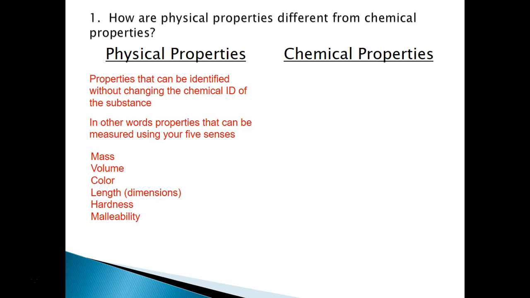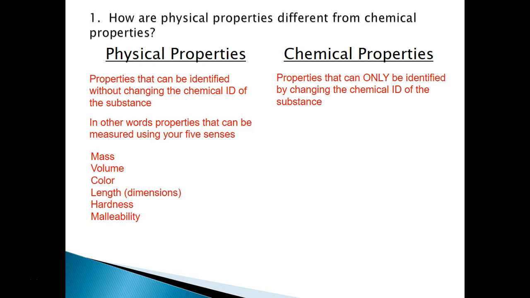If I have a sample of matter, I can measure its mass simply by putting it on a balance. I don't have to change it into a new substance. I can measure its volume by measuring its dimensions and using length times width times height, or if it's a liquid, use something like a graduated cylinder. I can observe something's color simply by looking at it. I can measure something's hardness just by tapping it, or I can see how malleable something is by smashing it with a hammer.